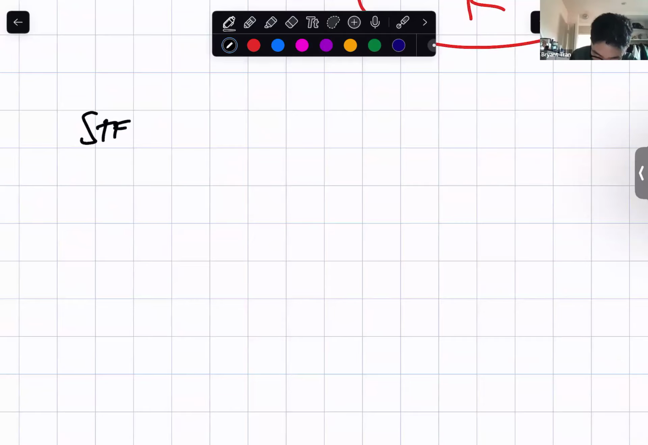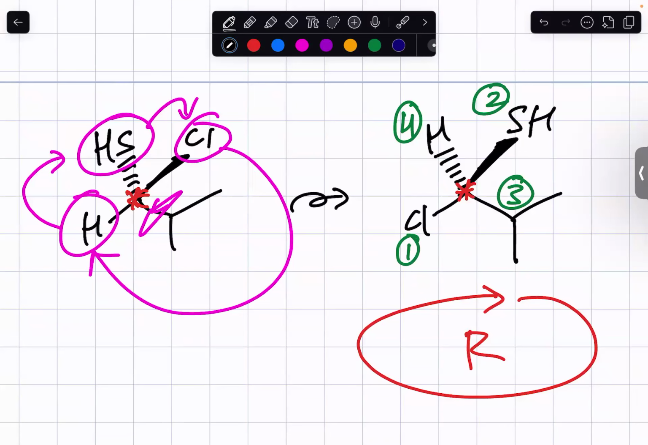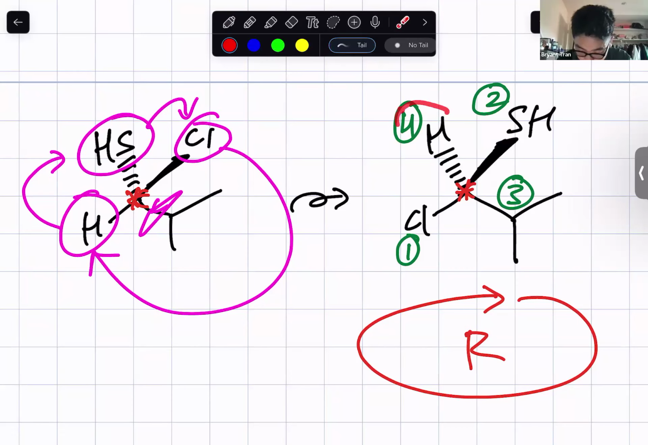So stereoisomers are going to be... Just a question. Yeah. The hydrogen is always the lowest group? Yes, hydrogen will always be the lowest group.